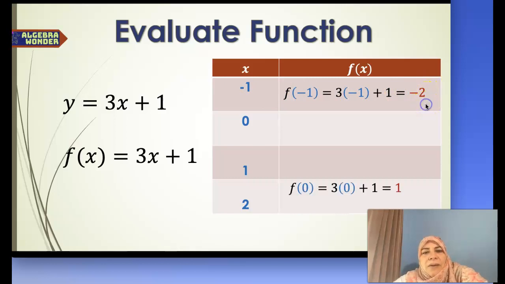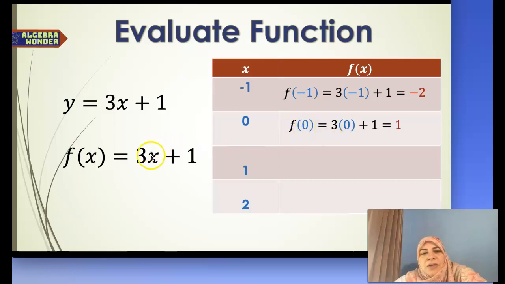Okay? Let's see now f of 0. Again, x is 0, and f of x is just y. So f of 0 is 3 times 0 plus 1, which is 1. We can see that's the y-intercept. So f of 0, x is 0, and y is 1. Okay, f of 1, same thing, 3 times 1 plus 1. Again, x is 1, and you get y is 4.